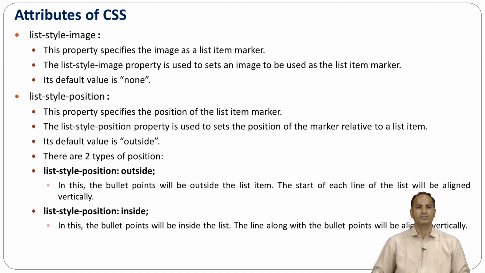List style image. This property specifies the image as a list item marker. The list style image property is used to set an image to be used as the list item marker. Its default value is none.